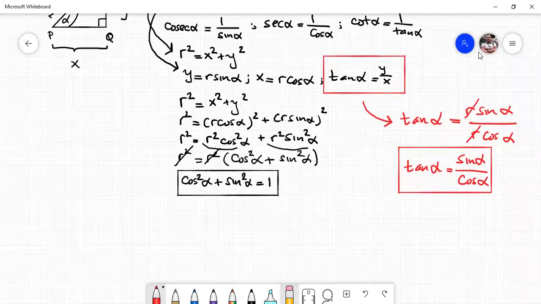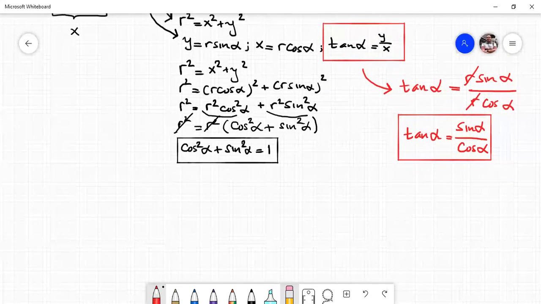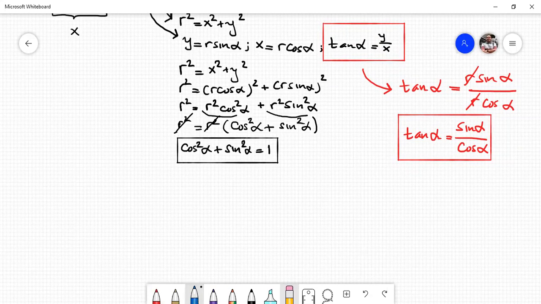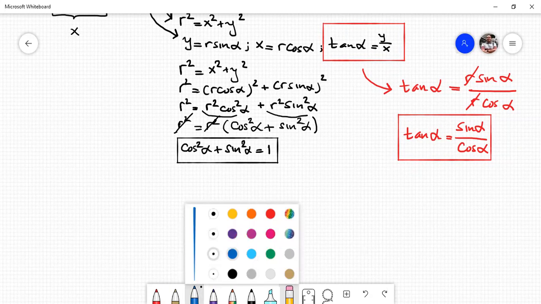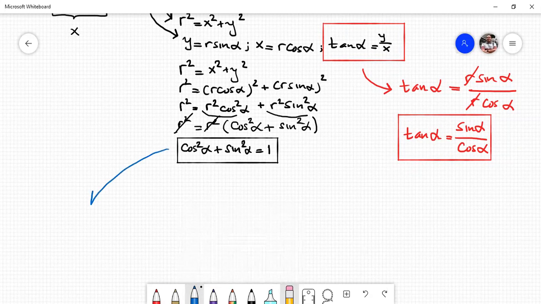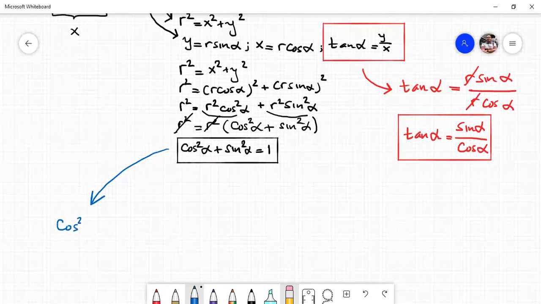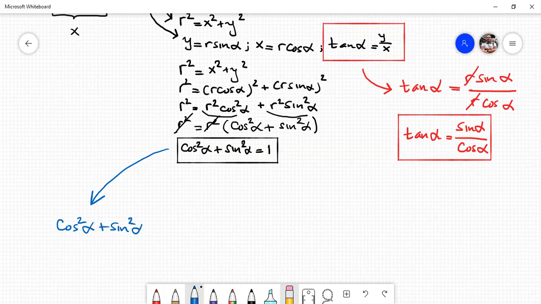Okay, then the next thing, I'm using blue color now. I take this formula, I put it here. So cosine, sorry. Okay, cosine square alpha plus sine square alpha equals to 1.